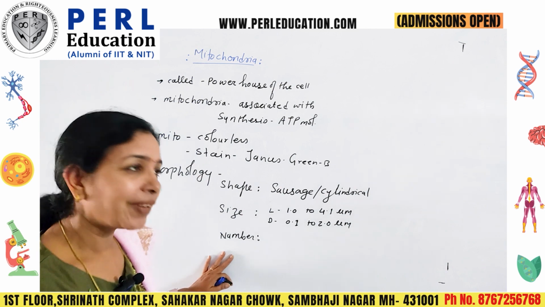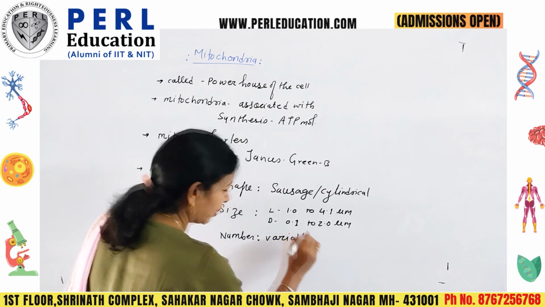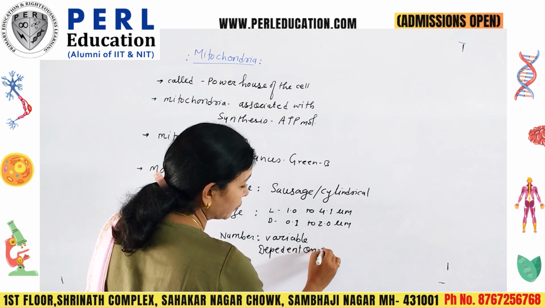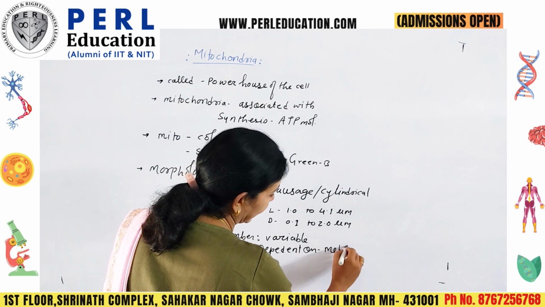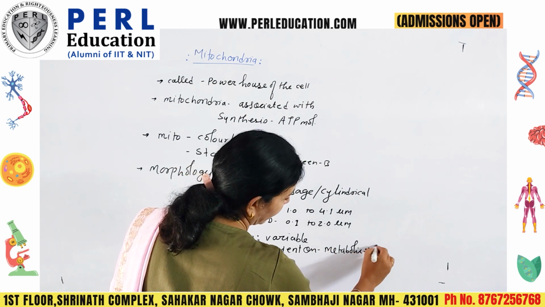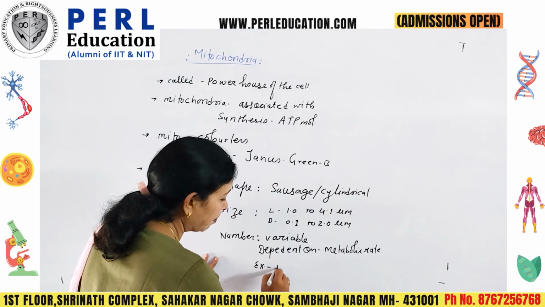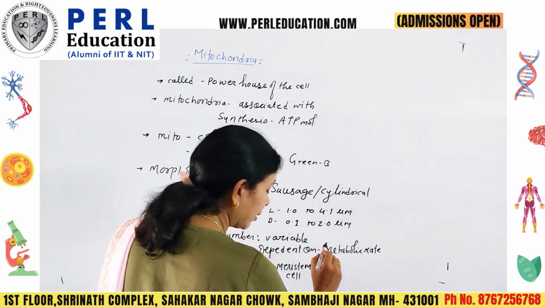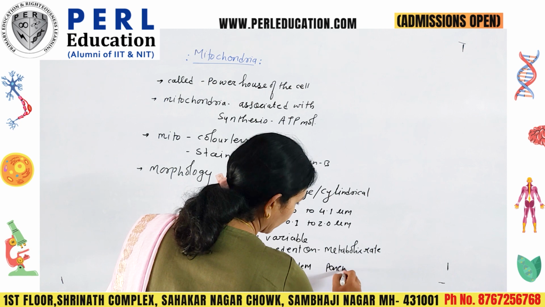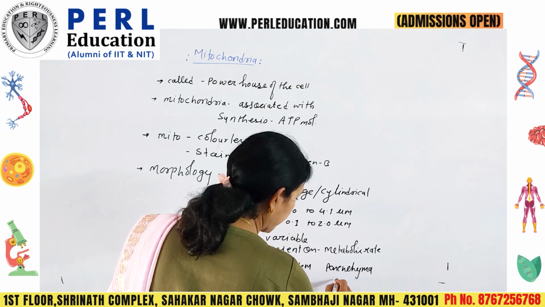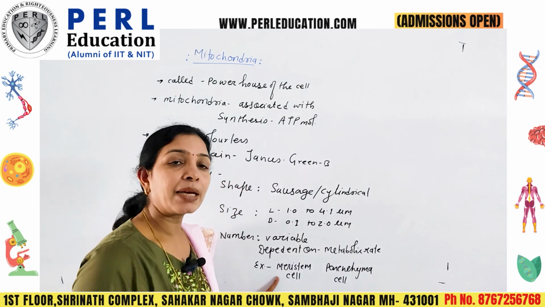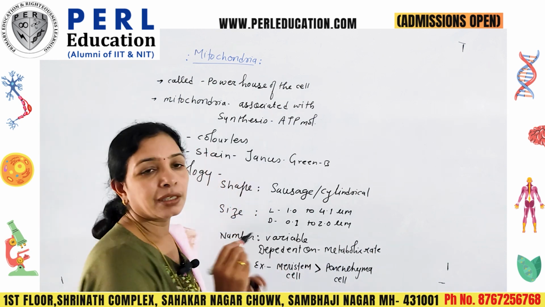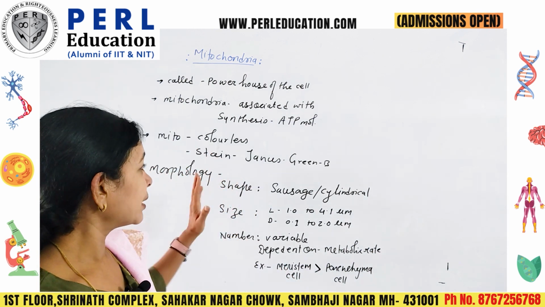And number is always variable, but number is dependent on metabolic rate. For example, a meristem cell of the plant and another permanent cell, that is the parenchyma cell. So the meristem cell is more metabolically active. Therefore, the number of mitochondria is greater in the meristem cell. So this is a morphological feature.